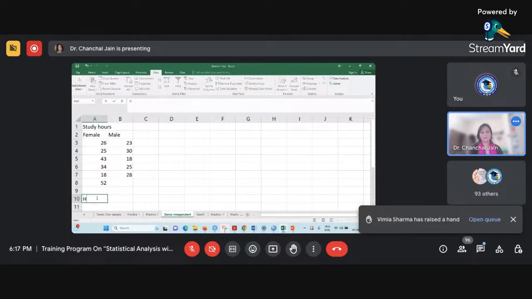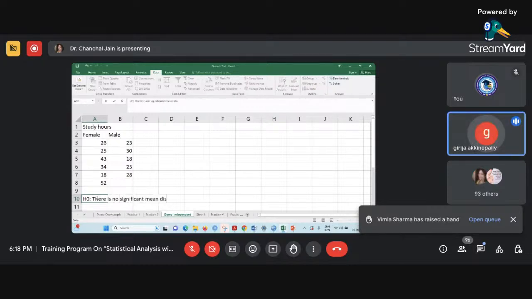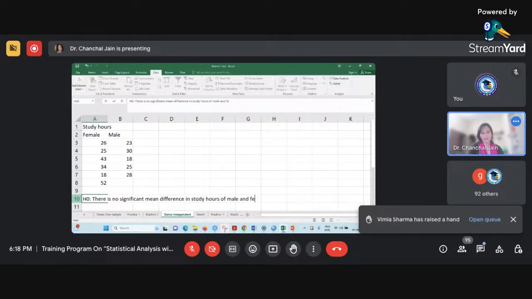There is no significant difference in the study hours of female and male. Yes, good. Alternate will be there is significant difference in study hours of female and male. If you can use the word mean, it is good. Otherwise we write it that way also. There is no significant mean difference in the study hours of male and female students. That way you can make your null hypothesis, right?